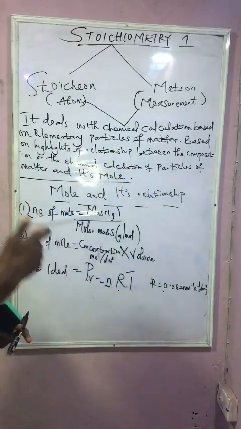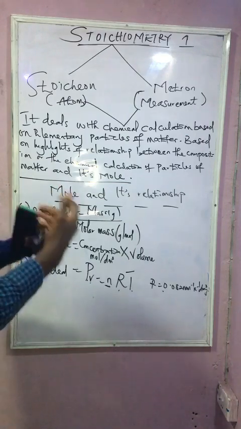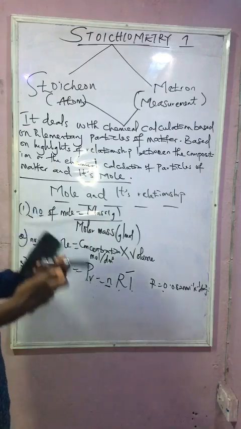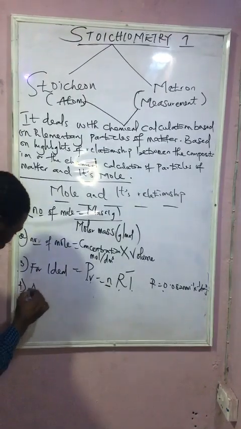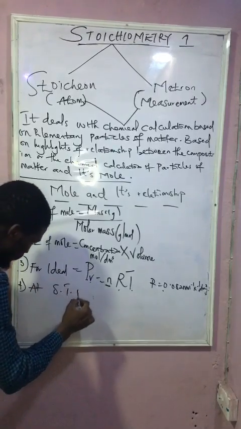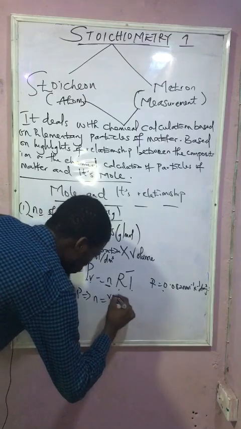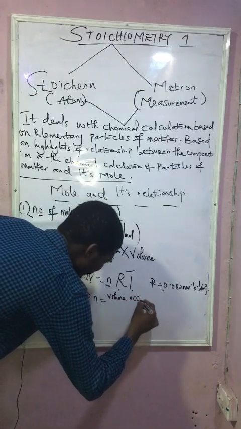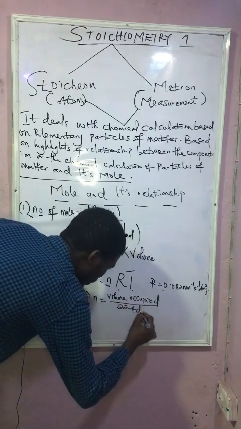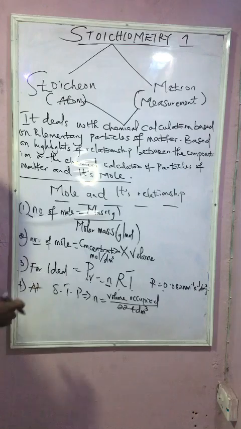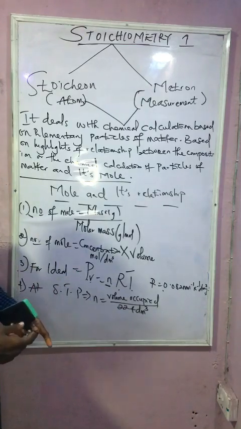So the next one I want to take a look at is that if you are given a particular formula which relates to volume, I'll be showing you guys that one also. So we'll take a look at number 4, at STP. So we can easily say n is equal to volume occupied over 22.4 dm cube. When we talk about this one, it's talking about the relationship between standard temperature and pressure. Is that clear now?